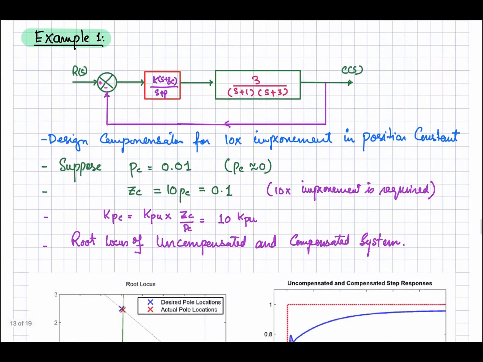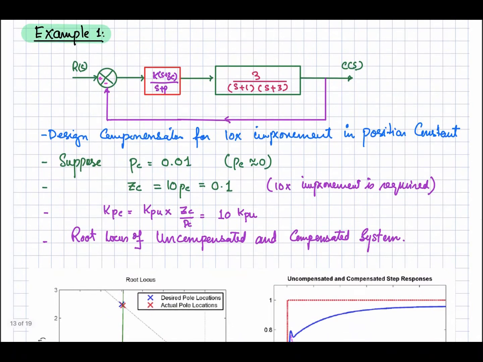So now let's go through some examples for more understanding of the lag compensator. Here you can see a system. It is the compensator with one zero and one pole, and this is our system. We are going to design a compensator for a 10x increment in the position constant. Let's suppose that we introduce the pole in the compensator very close to the origin, so our pc is equal to 0.01, that is nearly 0.